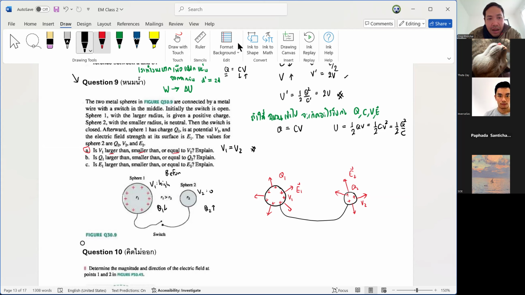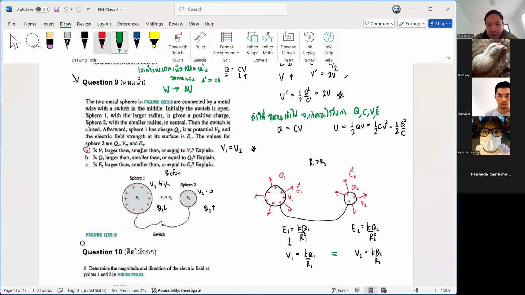And now, okay, how do we find Q and E? Which one is larger? Which one has higher capacitance? So, you can do it this way. When you have Q1, the electric field E1 will be KQ1 over R1 squared, and E2 will be KQ2 over R2 squared, right? And from E, you can find V. V1 will be KQ1 over R1, and V2 will be KQ2 over R2. Because we know that R1 is larger than R2, and these two must be equal, right?